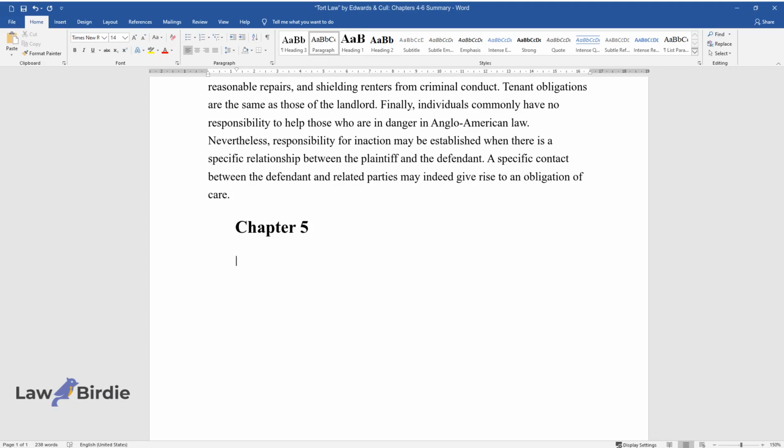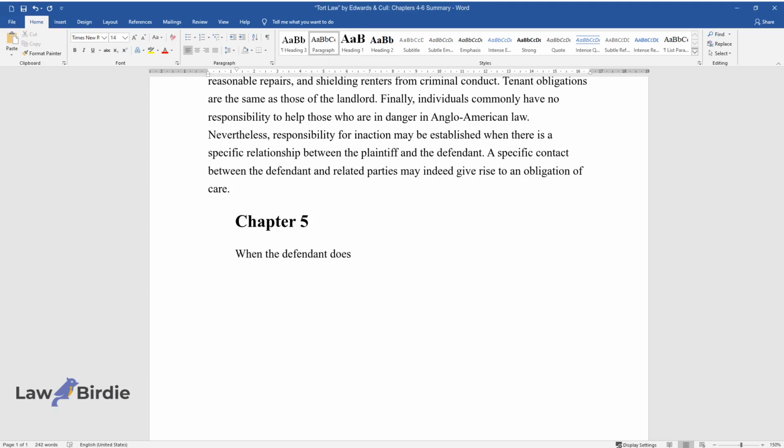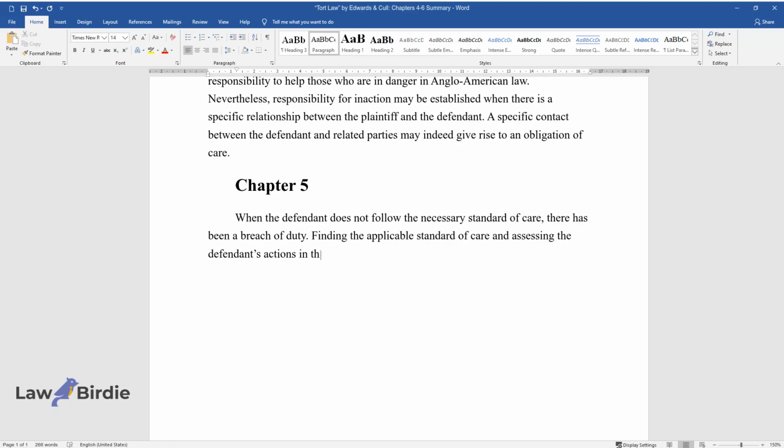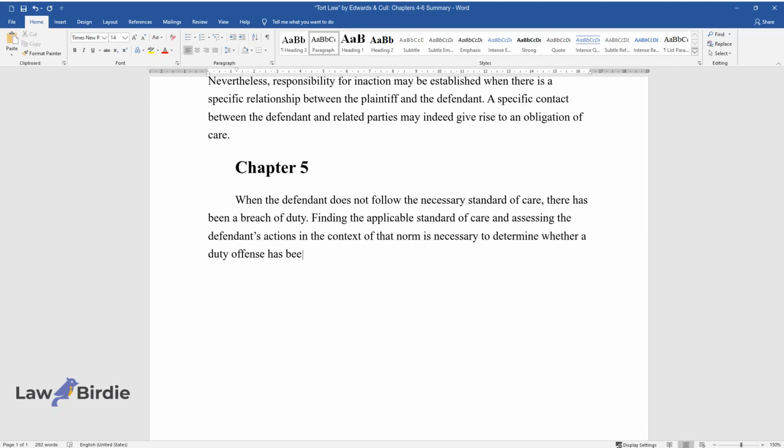Chapter 5. When the defendant does not follow the necessary standard of care, there has been a breach of duty. Finding the applicable standard of care and assessing the defendant's actions in the context of that norm is necessary to determine whether a duty offense has been committed.